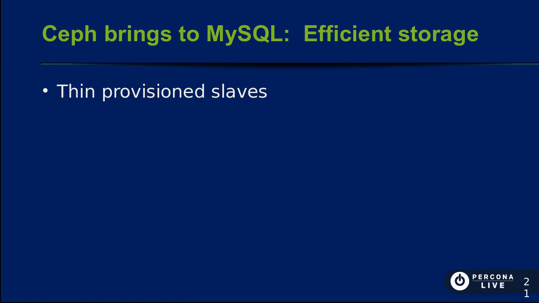So you can thin provision slaves. If you have, let's say, a master and a set of slaves, all the servers don't need a full data set. They need just room for the pages that they change, but they don't need to have all the data. Let's say you have a 1 terabyte data set. All the slaves don't need 1 terabyte of storage with Ceph. Same with XtraDB Cluster. You don't need to have all the data everywhere, just a master copy and snapshot clones.